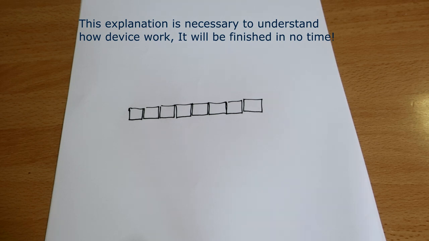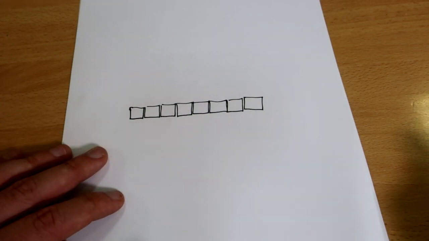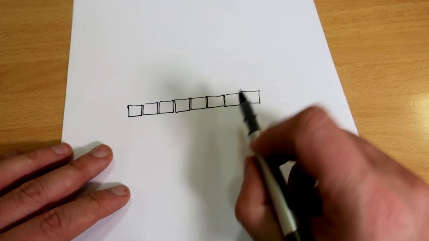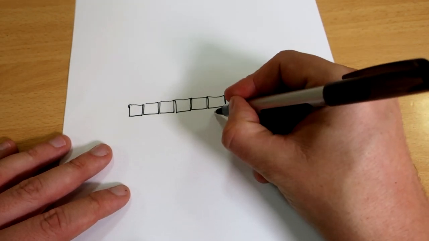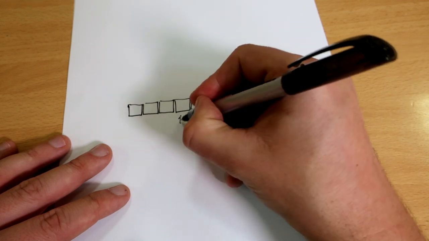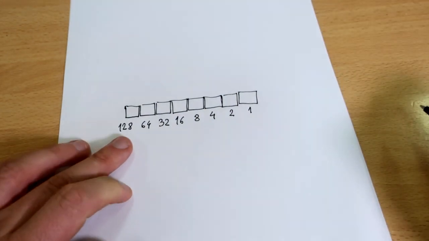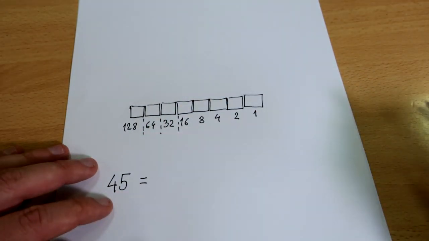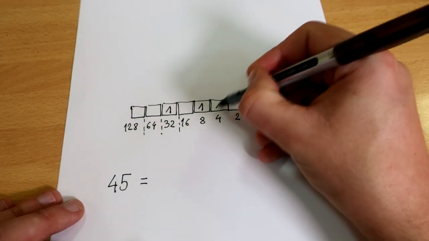Let's see how to convert number from decimal to binary system. Here I draw 8 boxes. Each box represents 1 bit. Each bit can be either 0 or 1. Under I will write value of each bit. I will start from left. Value of first bit is 1. Value of next one is double, so it is 2. Next is double 4. Then we have 8, 16, 32, 64 and 128.